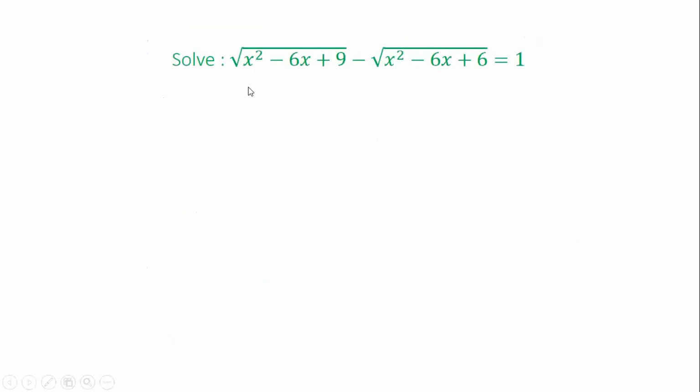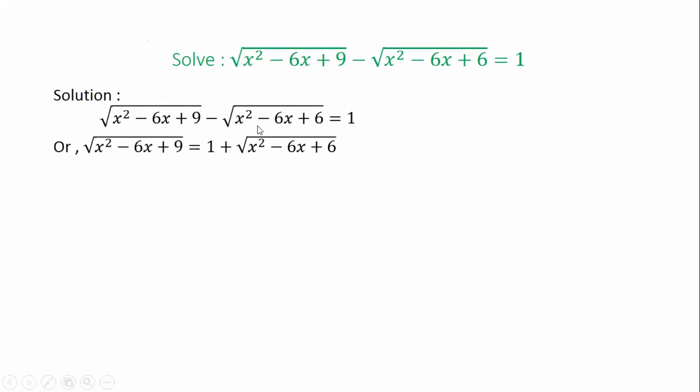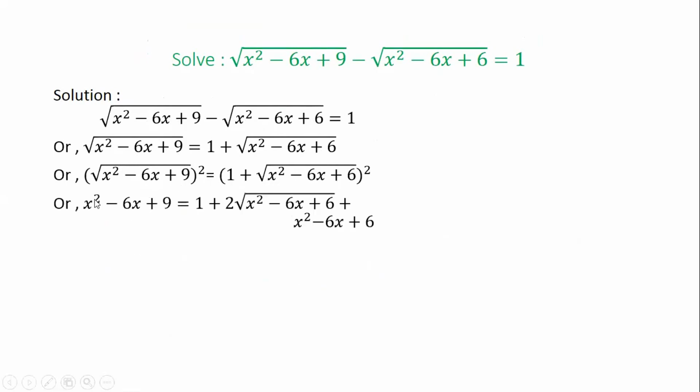Now we solve another problem which is given here. At first we write this problem. From this equation, we can get this equation because we change the sign of this term. Now we take square on both sides of the equation, then we get this equation. Square root of x square minus 6x plus 9, if we square this term, then we get x square minus 6x plus 9.